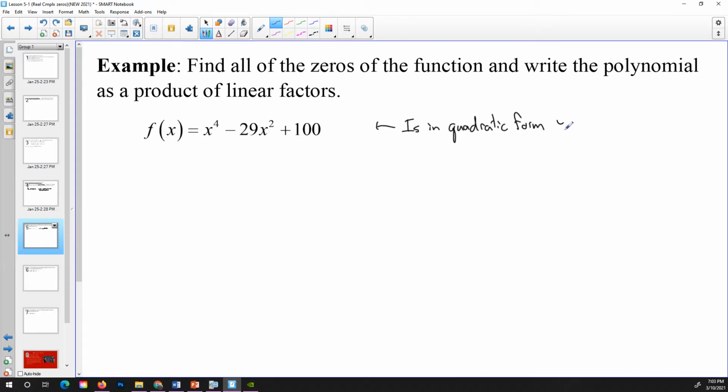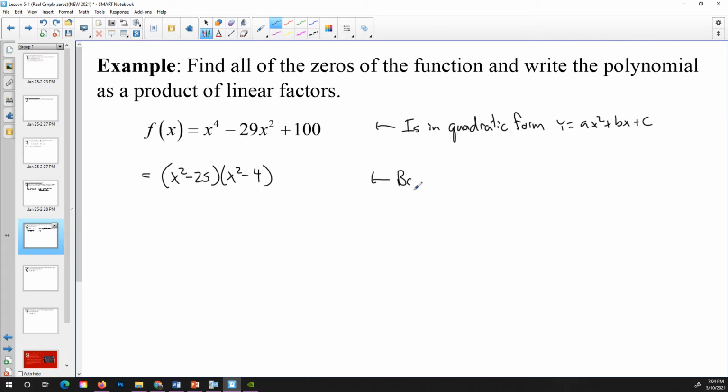It has the form y equal to ax squared plus bx plus c, where we have a constant. We have that constant, it's 100, and the degree of the leading term is twice as big as the degree of the middle term, and so 4 is twice as big as 2. So this thing will factor if I can find two factors of 100 that add up to negative 29. And that's pretty easy because negative 4 times negative 25 is positive 100. So I get x squared minus 25 times x squared minus 4. And if you multiply that out, you'll get the original.